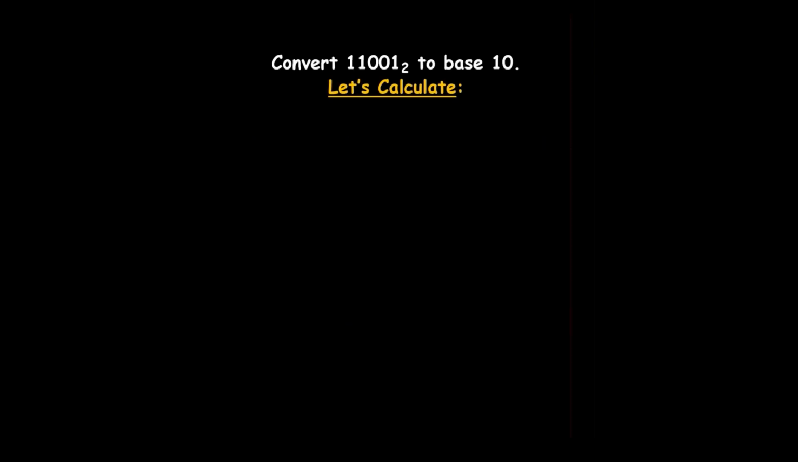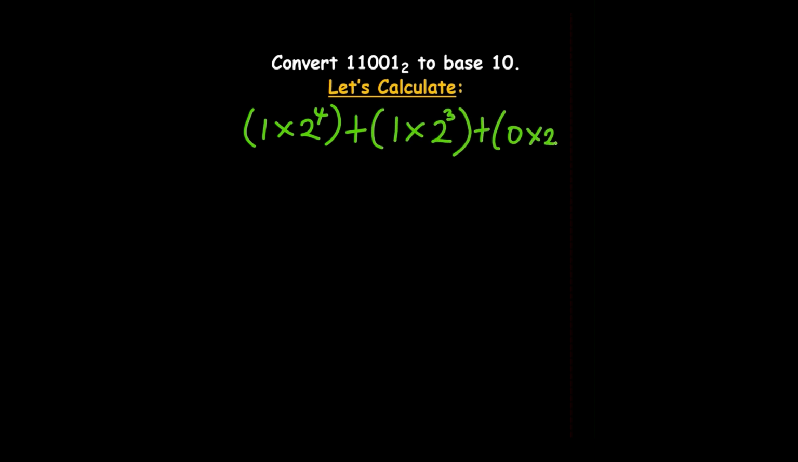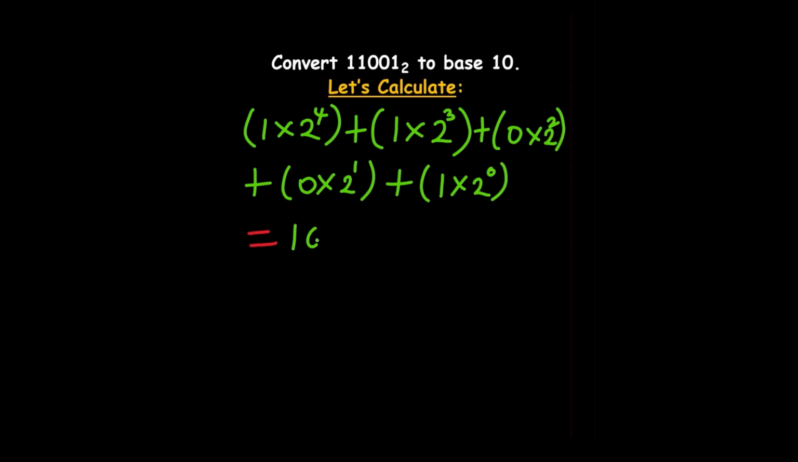Let's convert 11001 base 2 to base 10. We'll break it down using powers of 2. 11001 in base 2 equals 1 times 2 to the power of 4 plus 1 times 2 cubed plus 0 times 2 squared plus 0 times 2 to the power of 1 plus 1 times 2 to the power of 0. That gives 16 plus 8 plus 0 plus 0 plus 1.